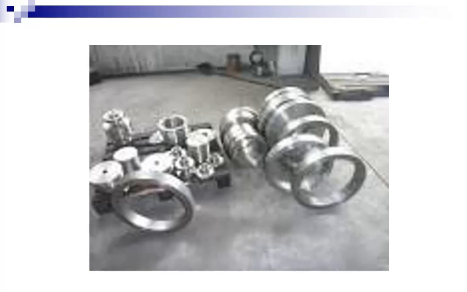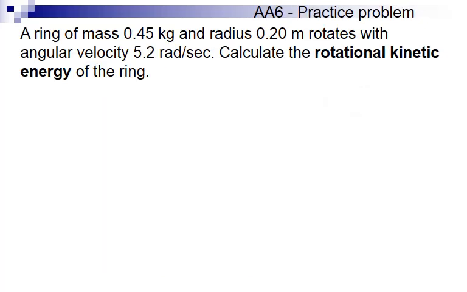Okay, so let's consider some of these objects here. We've got some disks that can have some energy we can look at. Let's say we have a ring that has a mass of 0.45 kilograms, radius is 0.2 meters, and it rotates with an angular velocity of 5.2 radians per second. We want to calculate the rotational kinetic energy of the ring.